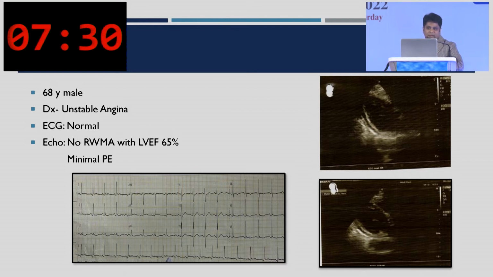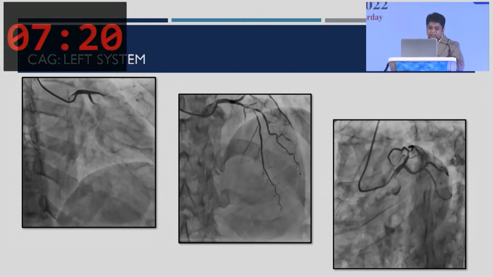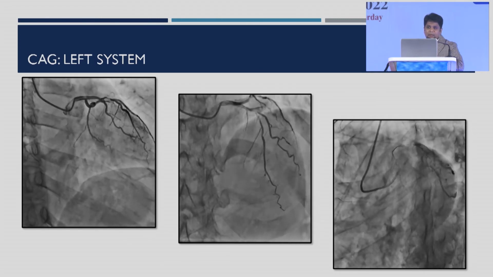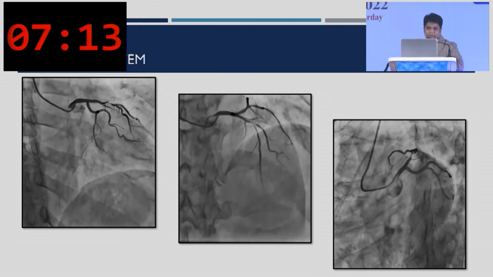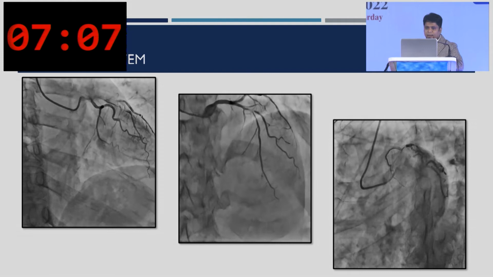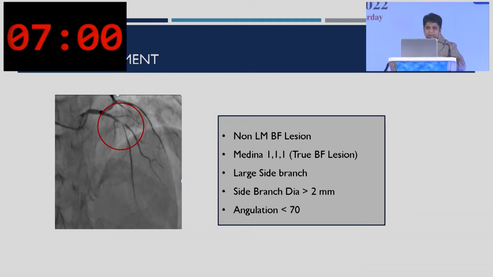After discharge, the patient again came to our hospital for coronary angiogram. On angiogram, we saw a critical disease in the proximal to mid LAD at the level of the diagonal, with a bifurcation lesion, Medina 111. The RCA was normal. If we assess the lesion, it is a non-left main bifurcation, Medina 111, and the side branch was a large one, and the angulation between the main branch and the side branch was less than 70 degrees.